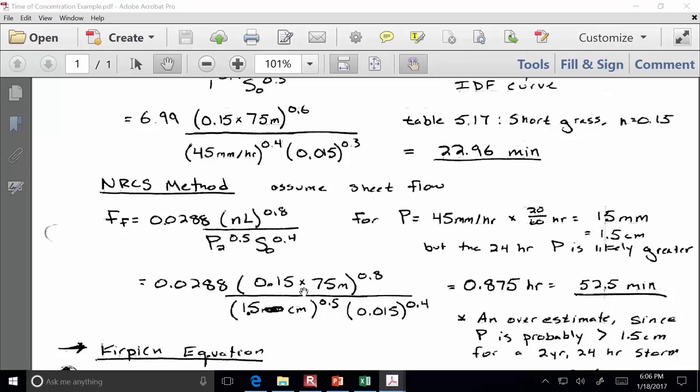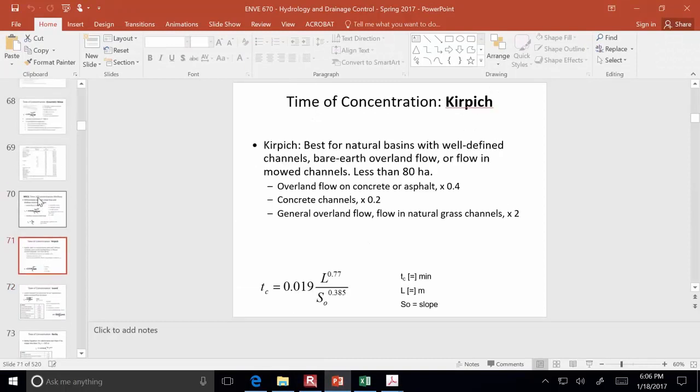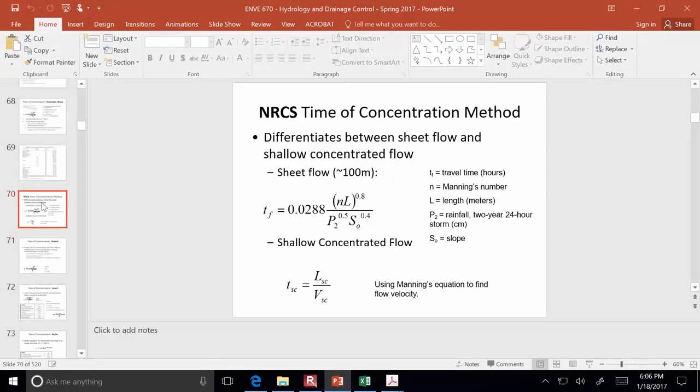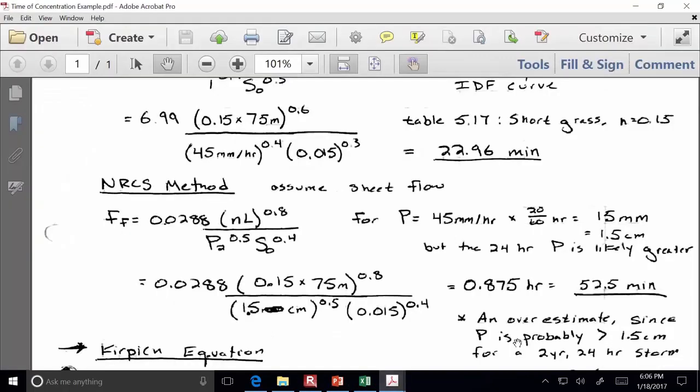And you wouldn't know it, but the units that need to go in here for the precipitation depth should be centimeters, the way that they've got this equation formatted. And the time that it gives you is in terms of hours. Does it say the units? I don't remember. Okay, yeah, so rainfall in cm, travel time in hours. So when we do that, it turns out to be quite a bit longer than our guess of 23 minutes.